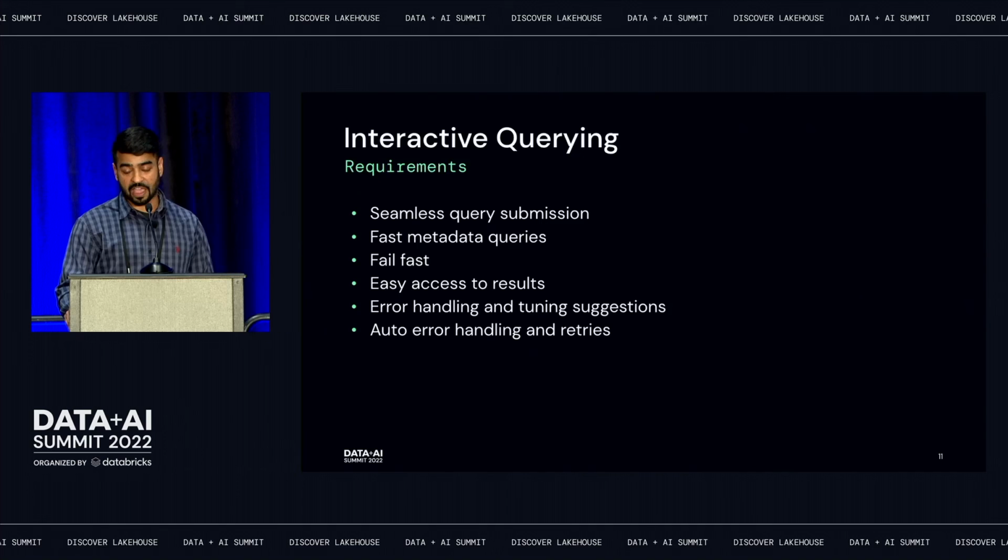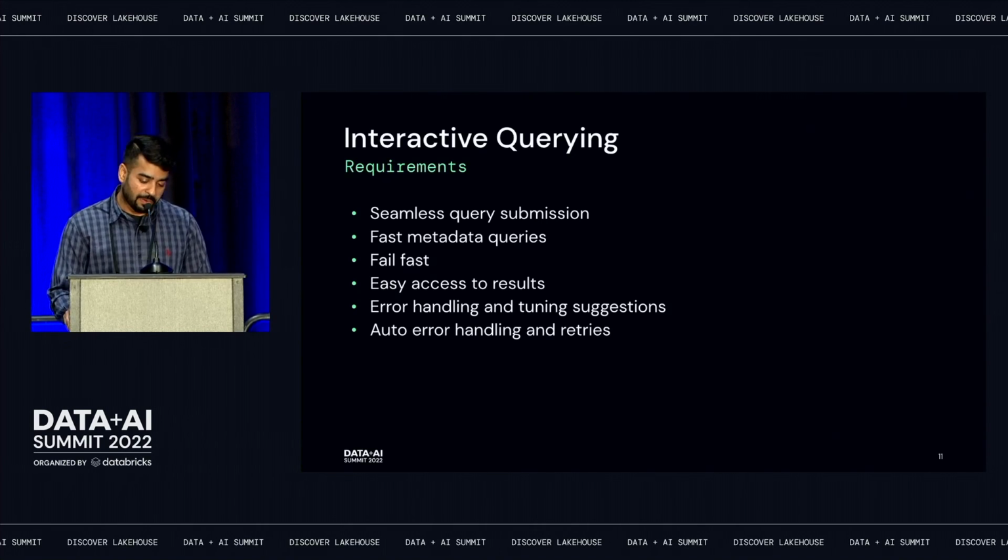We wanted to fail fast in cases of syntax and analysis errors. We wanted to provide easy access to results, irrespective of the size of the result. We wanted to make it easy for users to handle errors and tune their queries. And when possible, we want to auto-retry queries with the appropriate fix applied.